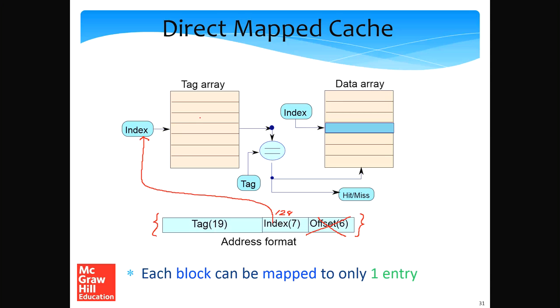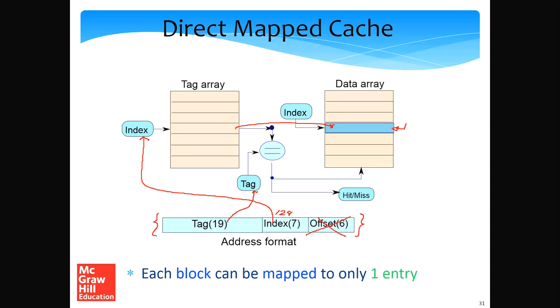With that index, we access the tag array, read the tag that is stored, and compare it with the tag part of the address. If the comparison results in equality, it's a hit, otherwise it's a miss. If it's a hit, then with the same value of the index, there's a one-to-one mapping again. We have located the block inside the data array that we need to either read or write to. So what's the advantage of a direct mapped cache?